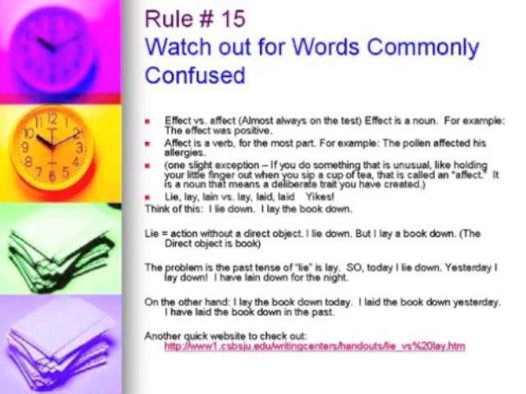The other problem with commonly confused words is lie versus lay. Lie goes with what's called no direct object, and lay goes with a direct object. I lie, there is no direct object. I just lie down. On the other hand, I lay a book down. If I lay a book down, the book is the direct object. The problem is that the past tense of lie is lay. So today I lie down, yesterday I lay down, I have lain down for the night. On the other hand, I lay the book down today, I laid the book down yesterday, I have laid the book down in the past. I provided a quick website for you to take a closer look at these two issues.